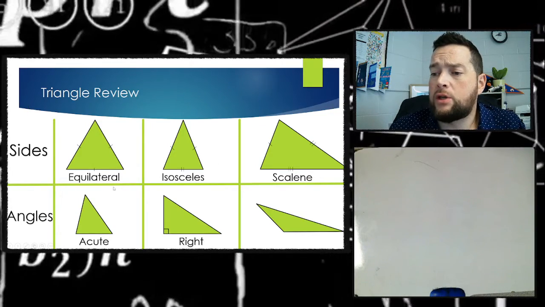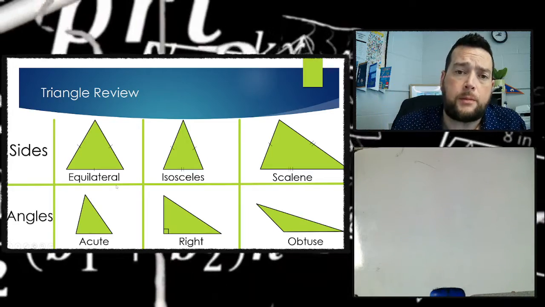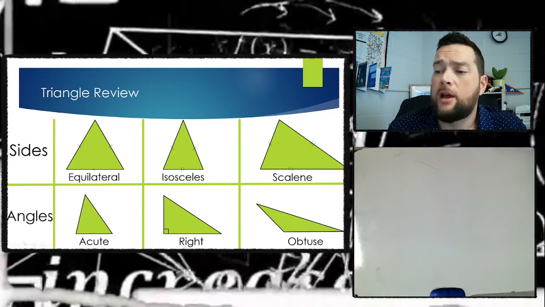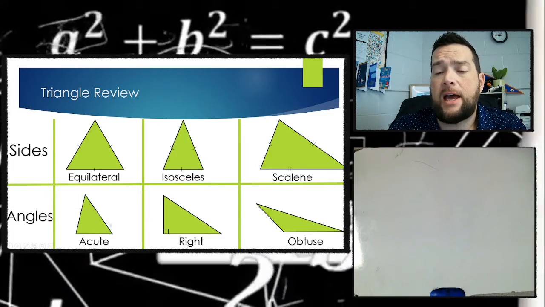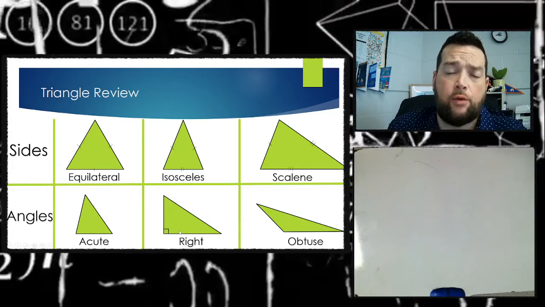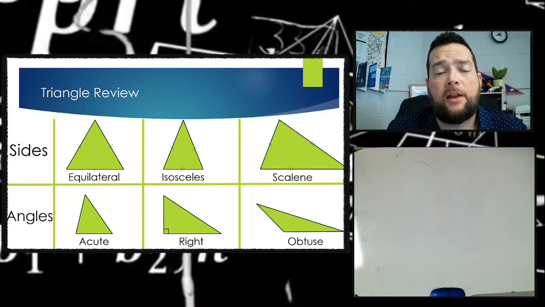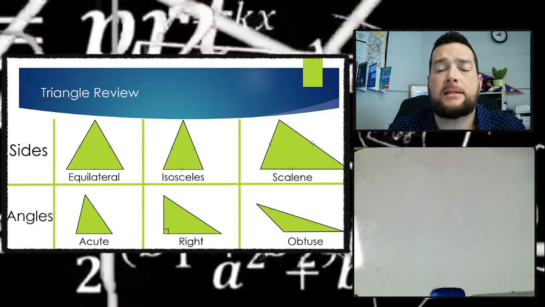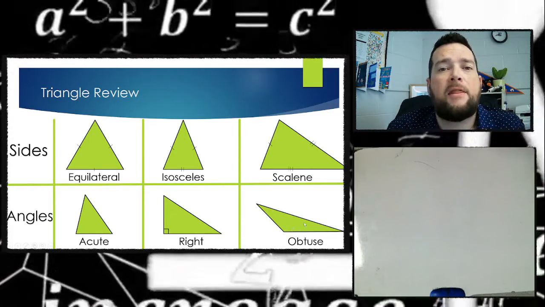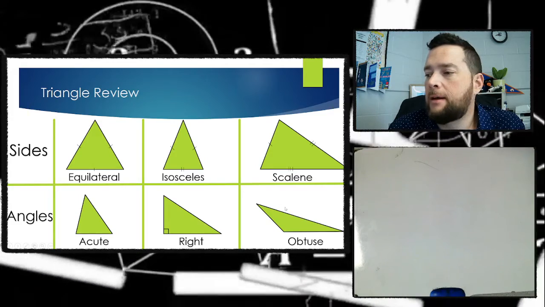All right, the other way to classify triangles is by their angles. If you have a triangle with three angles that are less than 90 degrees, that's an acute triangle. If you have a triangle with one 90-degree angle, that's a right triangle. And if you have a triangle that has an angle larger than 90 degrees, like this one right here, that's obtuse.